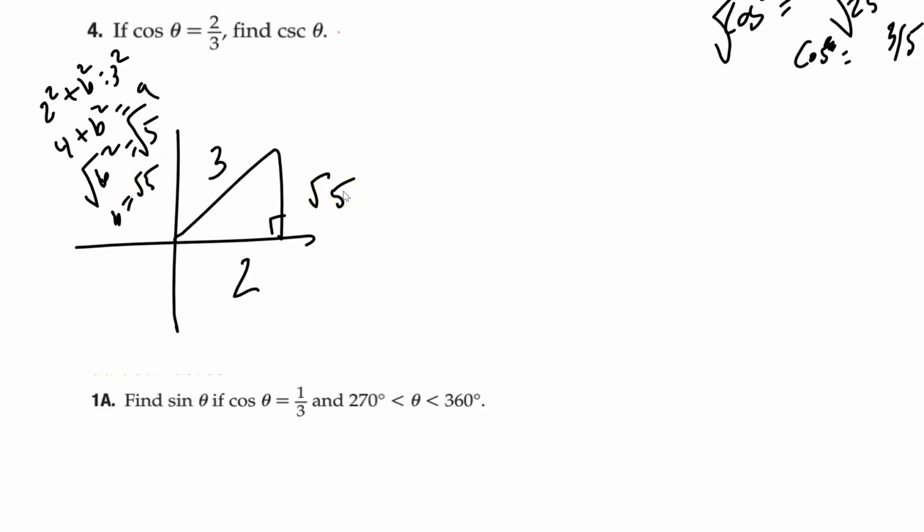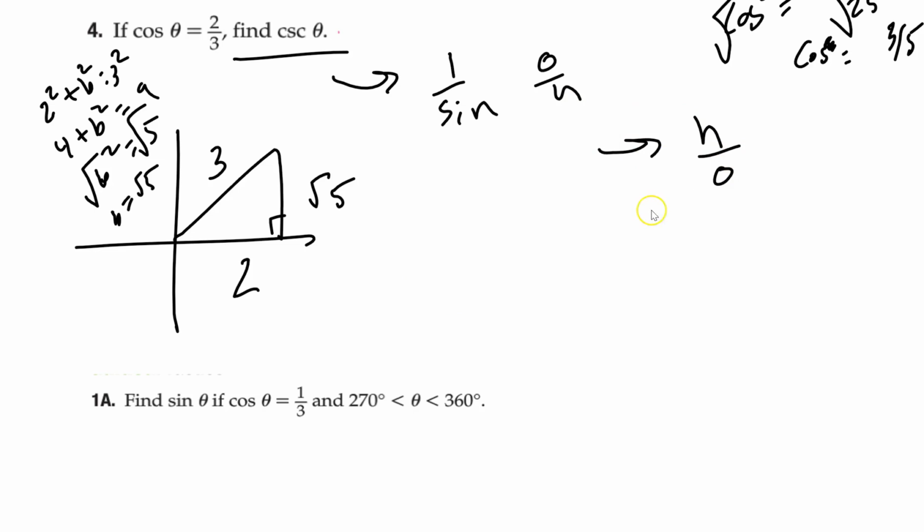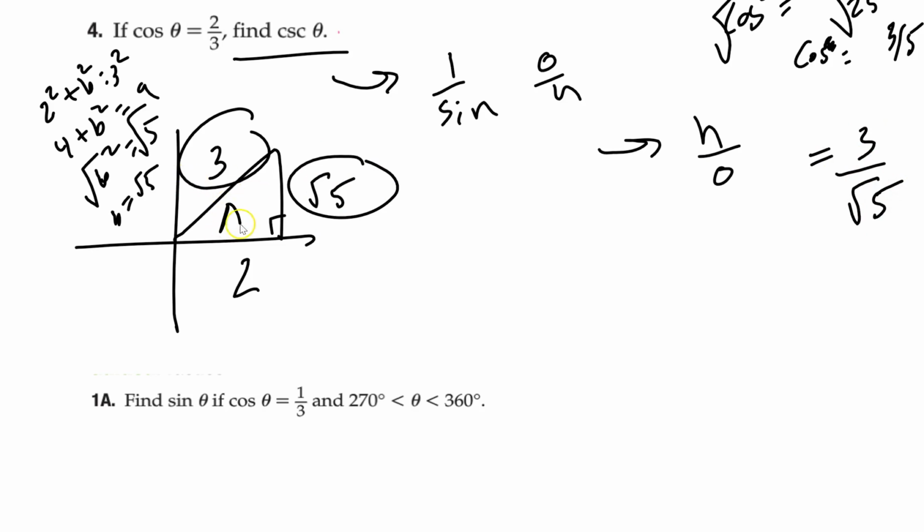So like that. And then I gotta find cosecant. Remember that's the opposite of sine? Sine's SOH, so cosecant is hypotenuse over opposite. And again, quadrant 1, so everything's positive. So that's when that works.